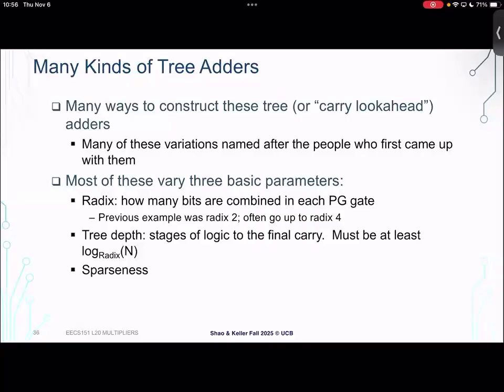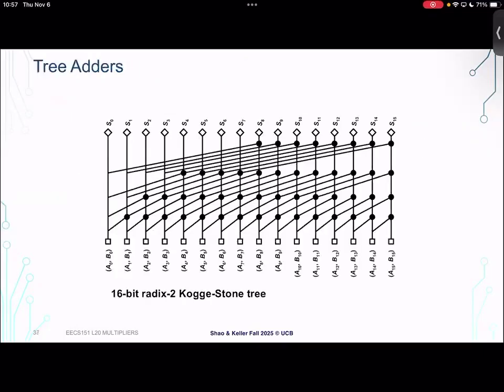Radix, we talked about previously, is the number of bits that are combined in each PG gate. We showed radix 2 and radix 3 examples. I think 2 and 4 are probably the most common in practice. Tree depth is straightforward. It's just the number of stages in the tree. And then sparseness, which we haven't talked about, but if time permitting, we'll illustrate an example.